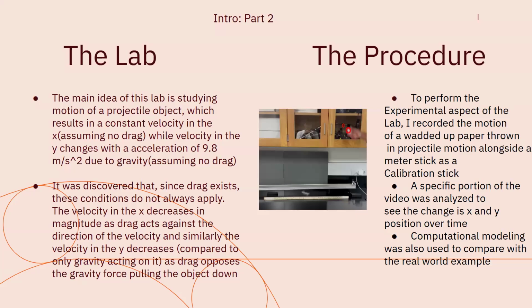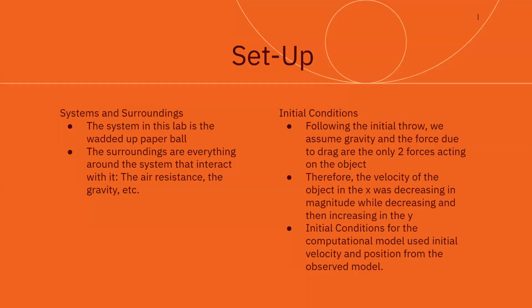The procedure was to record the motion of a waterjet paper using Tracker and reduce it to a calibration point, and analyze how the x and y position change over time, as well as use computational modeling to compare it with the real-world example. For the setup, the system was the ball that was picked, and the surroundings was everything that interacts with it, like the air, gravity, etc. These initial conditions were assumed, where gravity and the force due to drag are the only two forces acting on it, and the initial conditions from the Tracker model were used for the computational model.